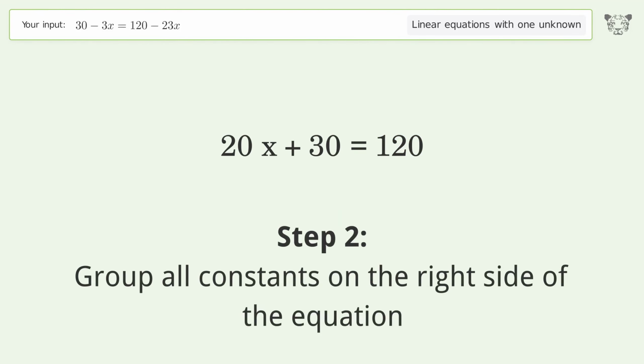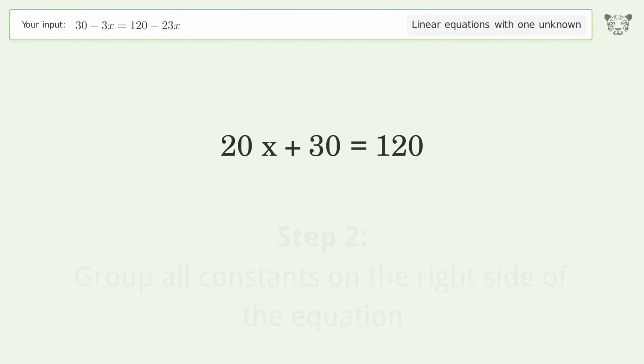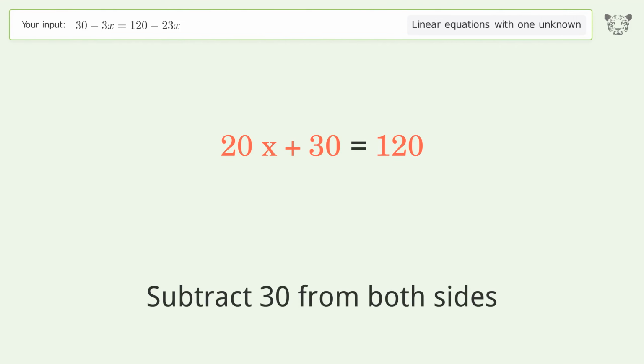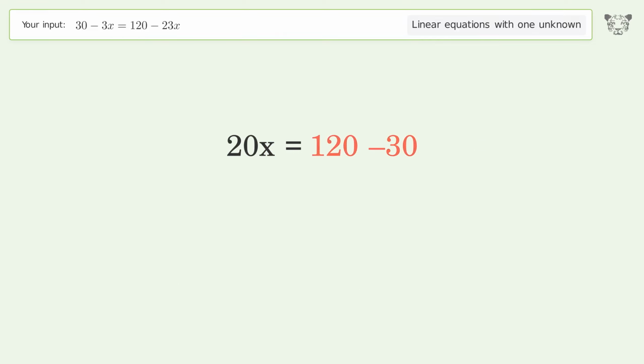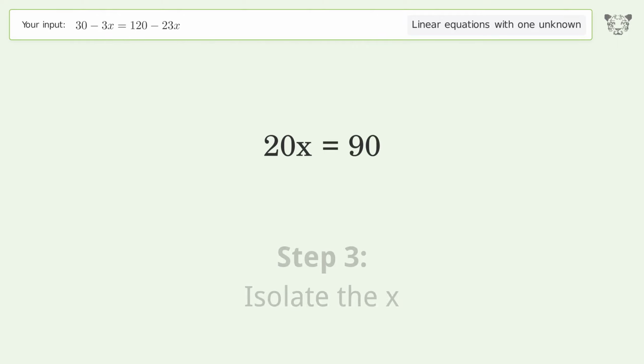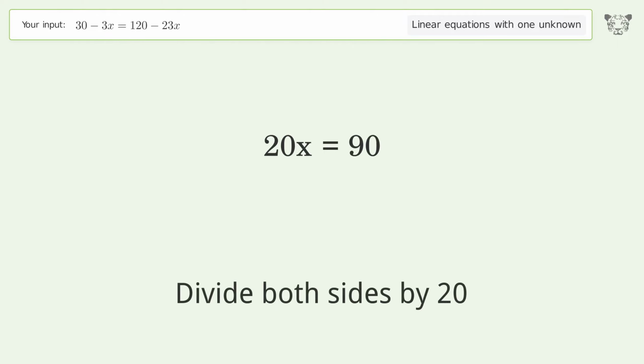Group all constants on the right side of the equation. Subtract 30 from both sides. Simplify the arithmetic. Isolate the x. Divide both sides by 20.